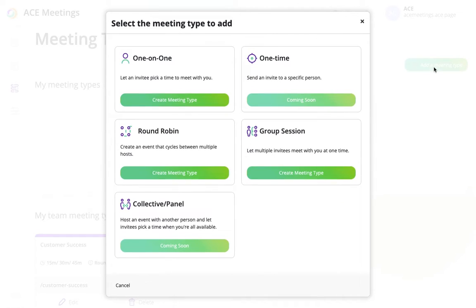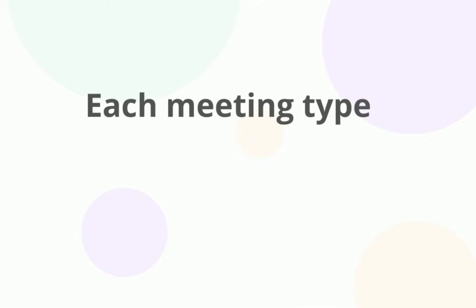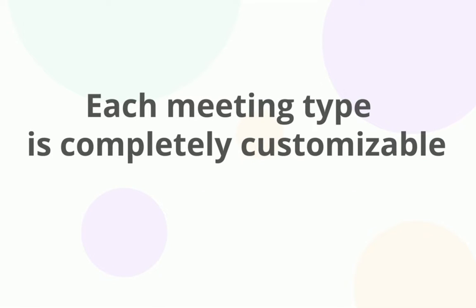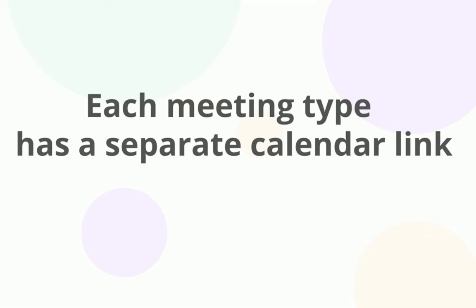Go for a one-on-one meeting if you're the only one in charge of that calendar, use a round robin for calls that can have multiple team members assigned, or opt for group sessions where multiple people can join the meeting at the same time. Each meeting type is completely customizable and will have a separate calendar link that you can then share with your leads or customers.